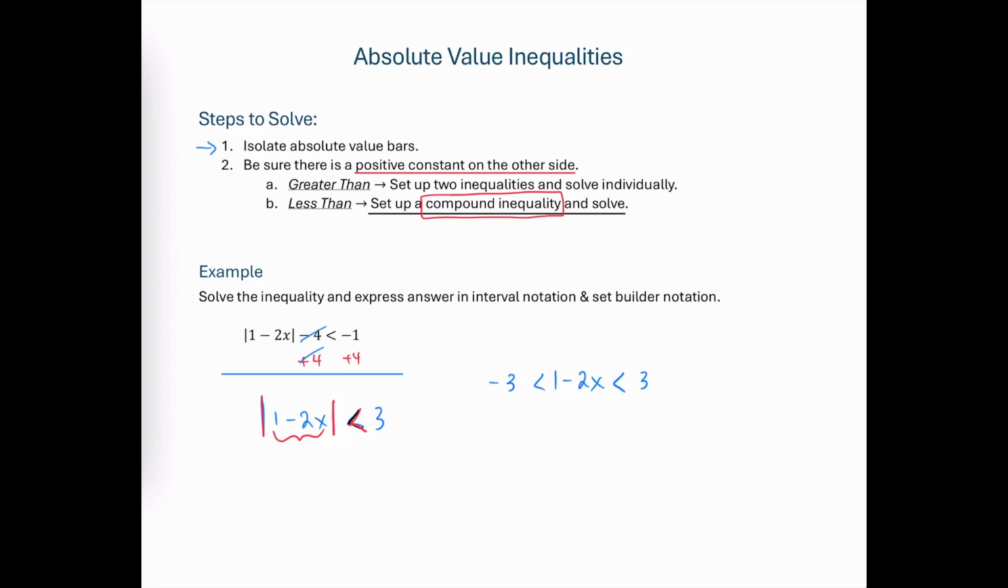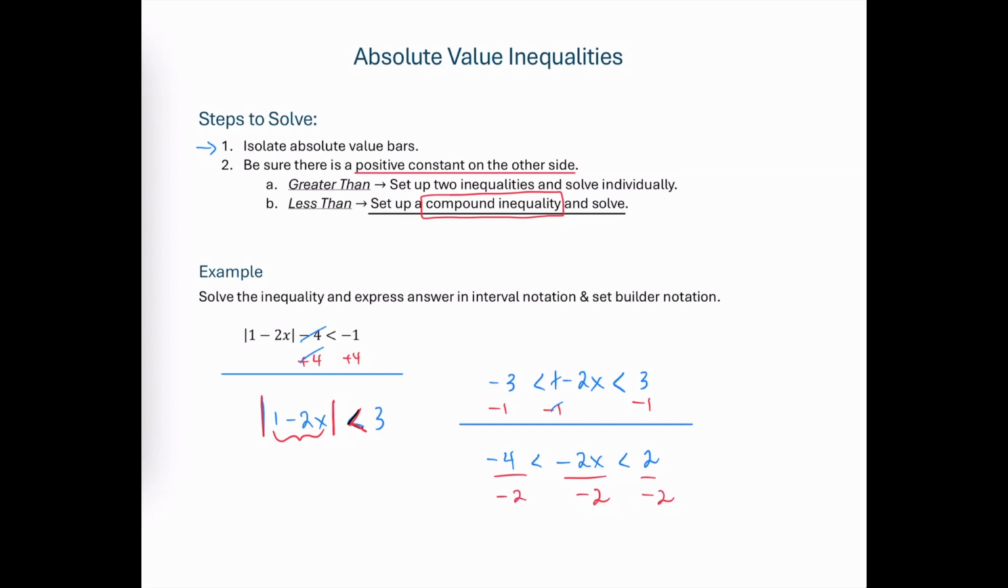Now we need to solve this compound inequality, and we do so by subtracting 1 from all 3 of those places. Anything that we do to isolate the variable in the center has to be done to all 3 spots. So this is going to be negative 4 less than, the 1's cancel, and we have negative 2x inside here and then 2 on the outside. We're continuing to solve for x in the center, so we'll need to divide by negative 2. We also need to do that to all 3 of those locations.